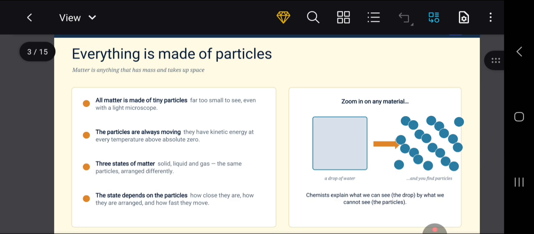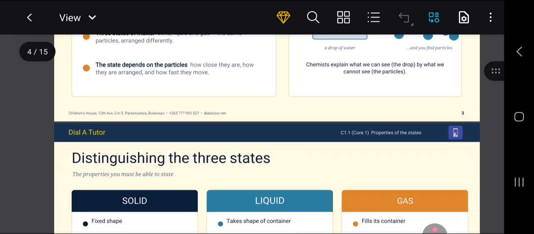All right. So you can see on the dialog box on the right, if you zoom in on any material, chemists explain that we can see the drop by what we cannot see. All right. So I think we'll get to explain into that. A drop of water, as you can see, is what we can see, and you will find particles in a drop of water. Those particles we cannot see.